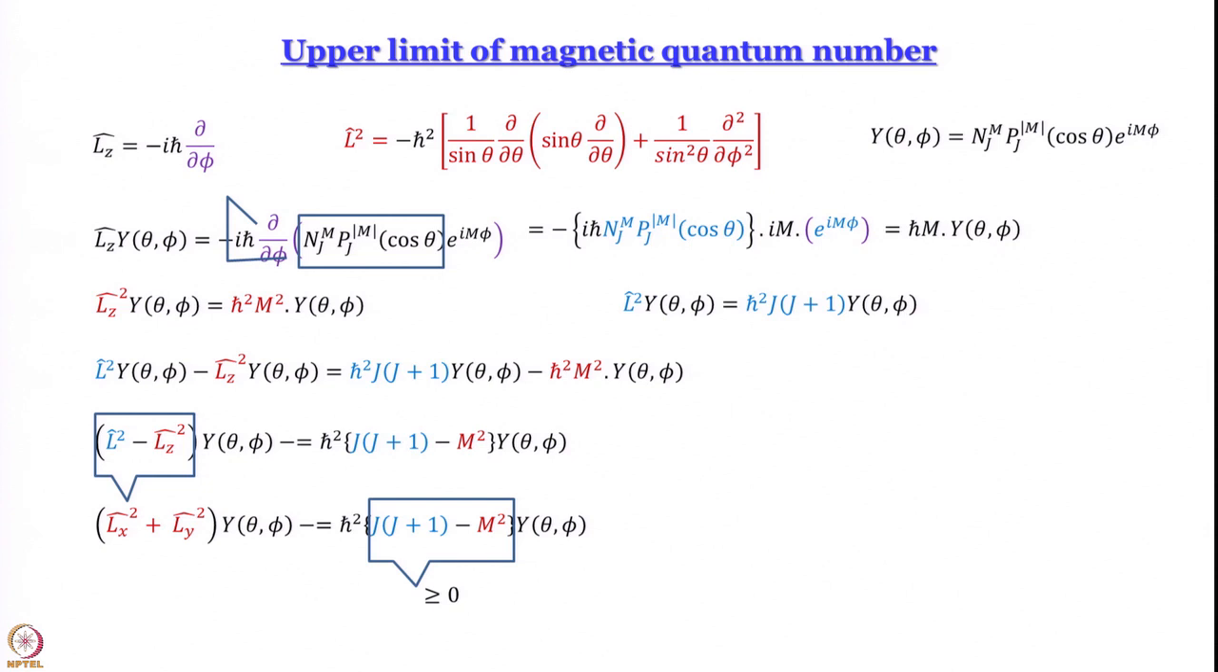Which means j into j plus 1 has to be greater than or equal to m square, or I can simply say that mod m has to be less than or equal to j. I can just get rid of the square here to get this. Here we now understand why there is an upper cap to the modulus of the magnetic quantum number m. Mod m is less than or equal to j, this is where it comes from.